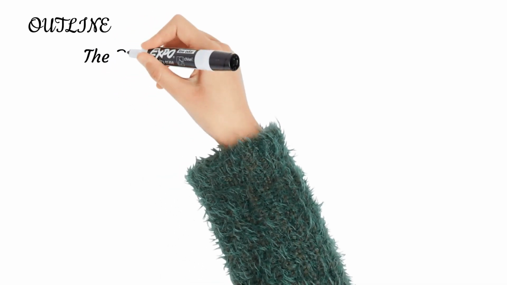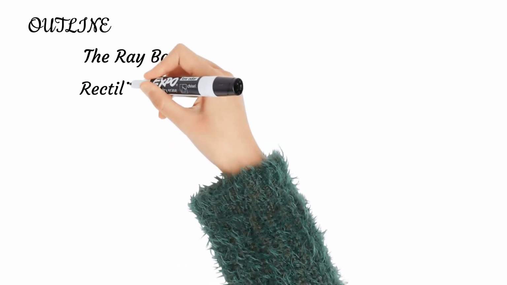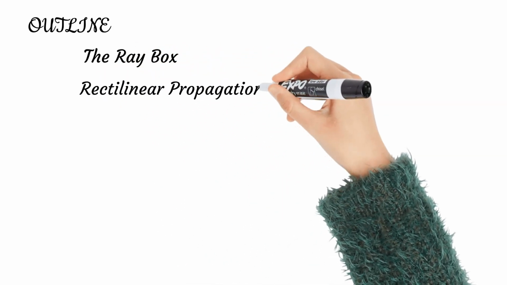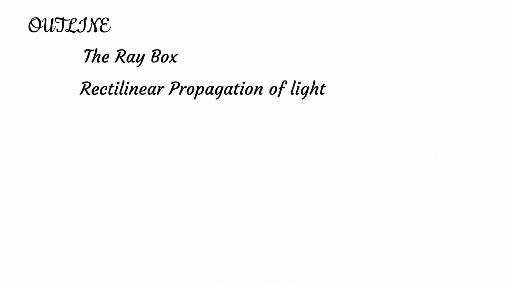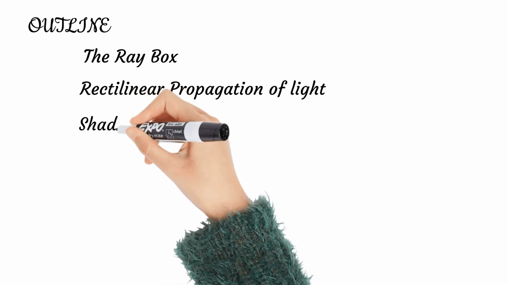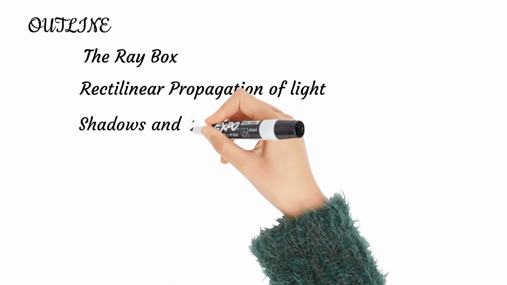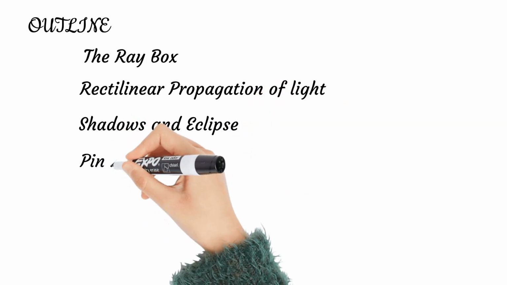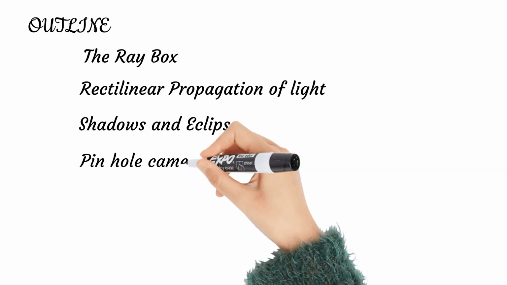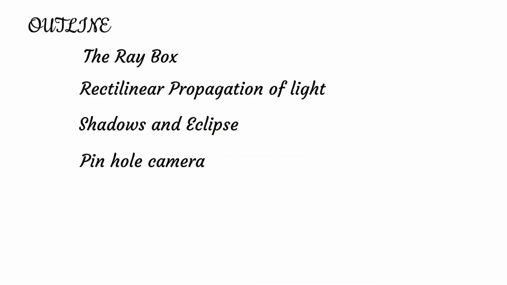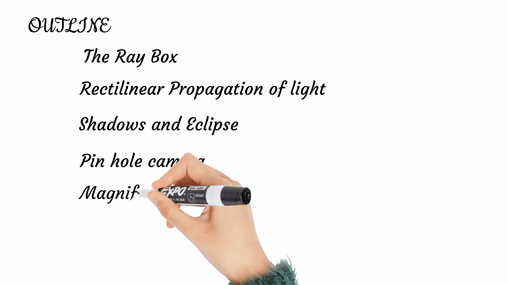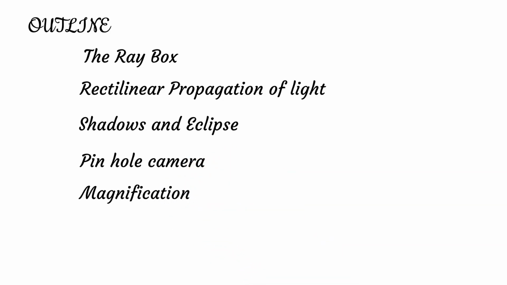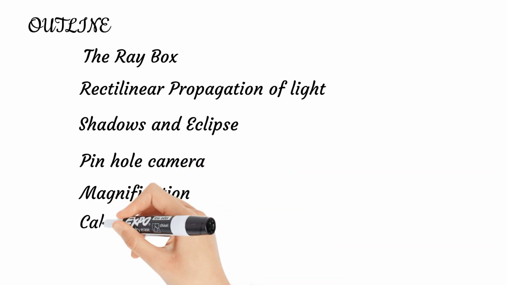First, we look at the ray box. Next, rectilinear propagation of light. And then we'll look at shadows and eclipse. And then we'll look at the pinhole camera before we look at magnification. And then finally, calculation.